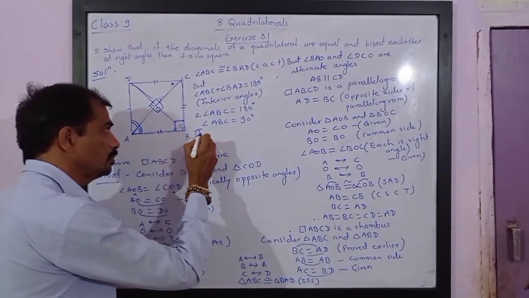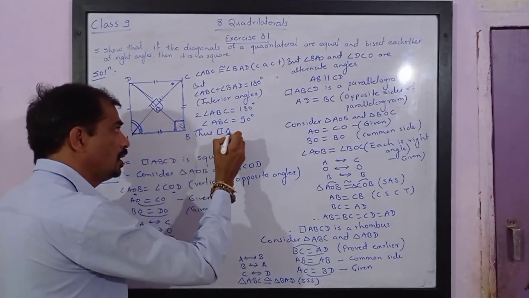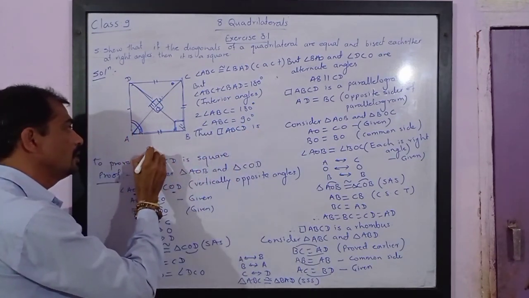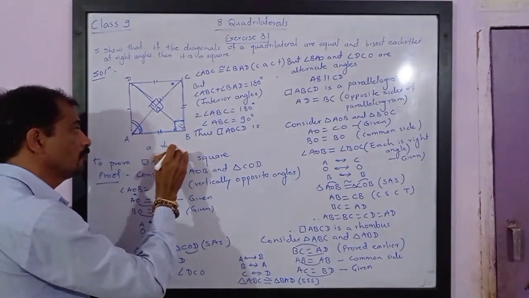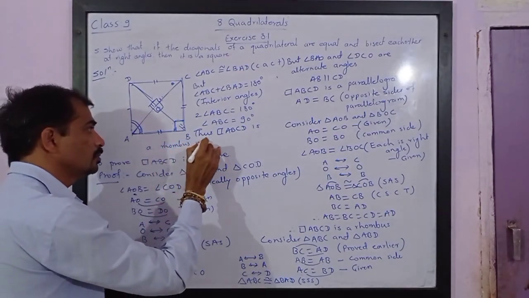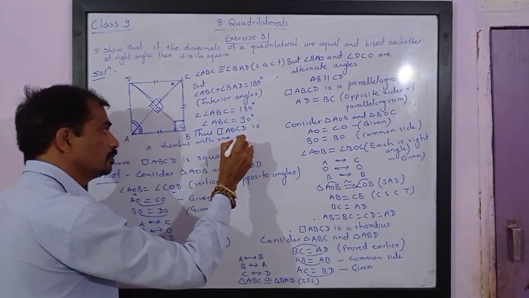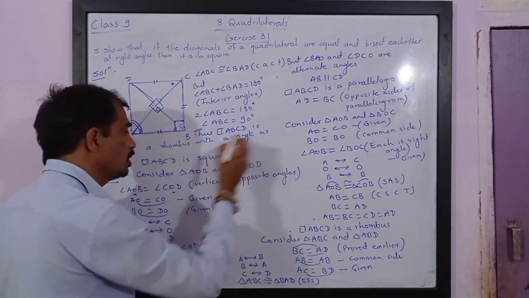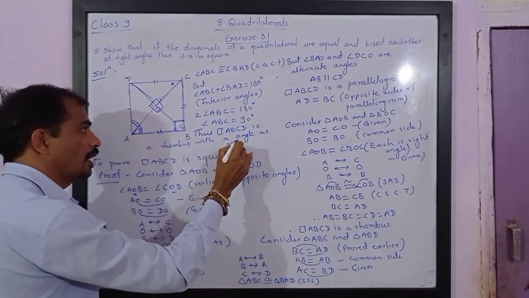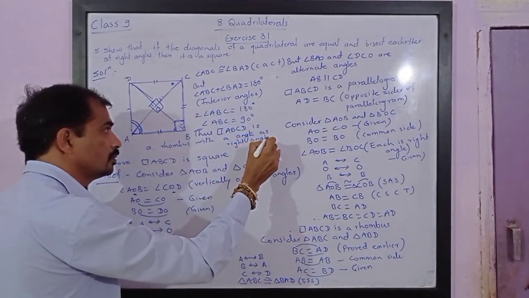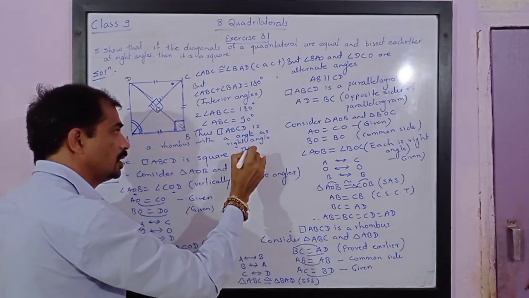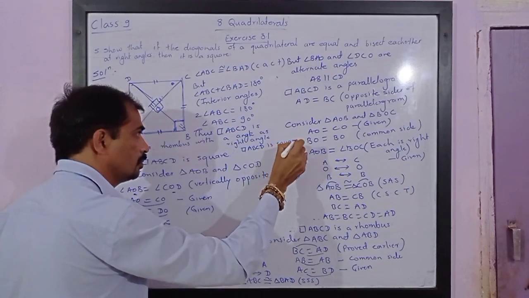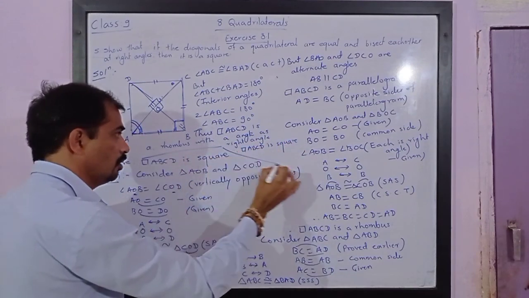Thus, quadrilateral ABCD is a rhombus with one angle as a right angle. Therefore, we can say quadrilateral ABCD is a square. Please be careful while noting down.